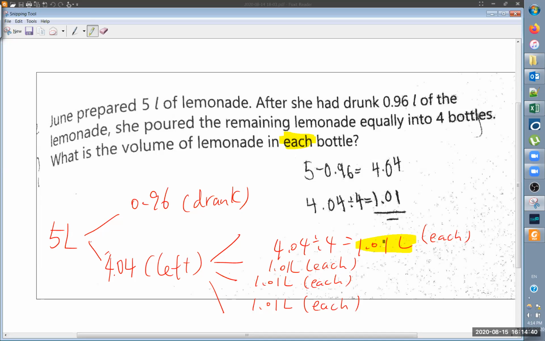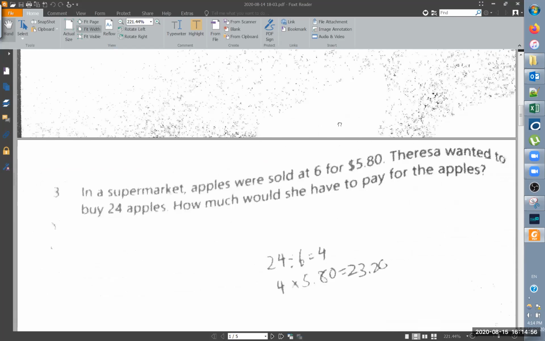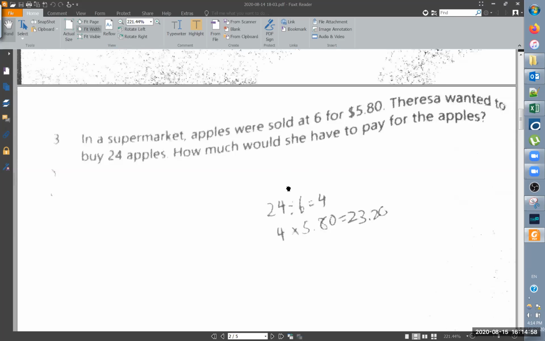If 2 bottles, you divide by 2. 10 bottles, you divide by 10. So that's the way to do such questions. Now, can you demonstrate to me how you do this question? Remember the units.